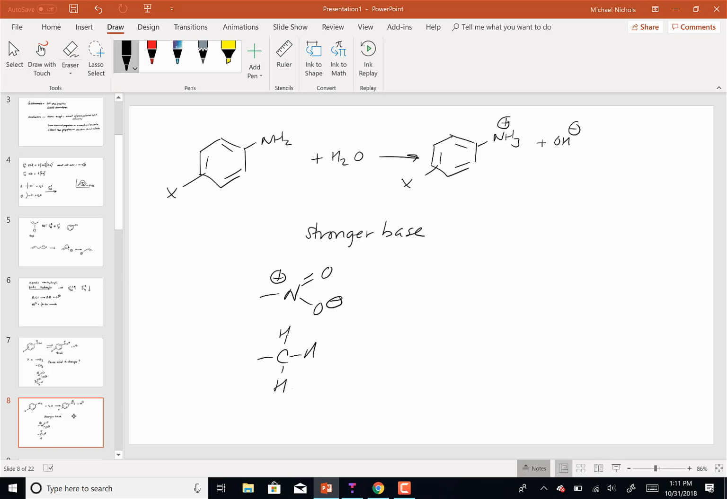In order to push this equilibrium to the right, and it is an equilibrium, what do I need to do? I need to make the product more stable. I need to make the ammonium ion more stable. How do I do that? In this case, since it's positively charged, I need to push the electron density into the ring. So, depending on the molecule that I'm looking at, the answer could be one or the other. It depends on what the product is.